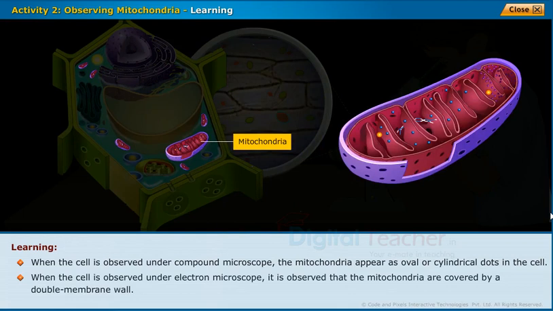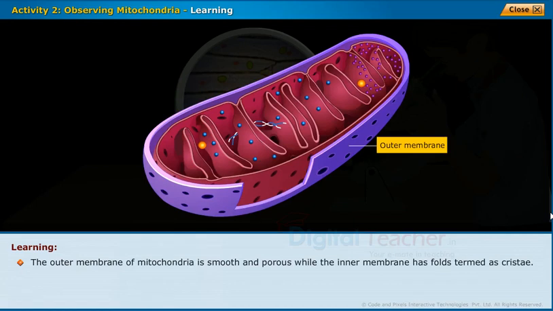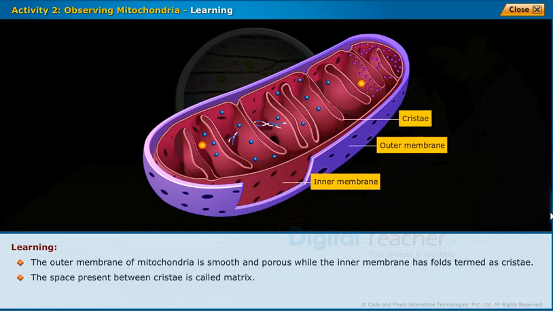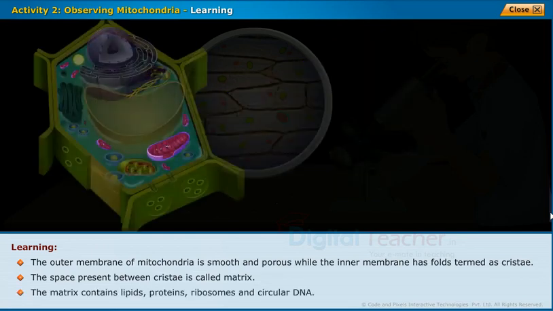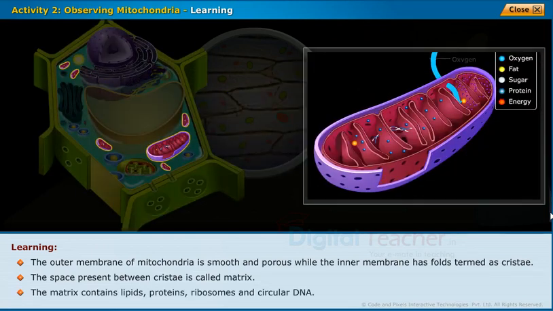When the cell is observed under an electron microscope, it is observed that the mitochondria are covered by a double membrane wall. The outer membrane of mitochondria is smooth and porous, while the inner membrane has folds termed as cristae. The space present between cristae is called matrix. The matrix contains lipids, proteins, ribosomes, and circular DNA.